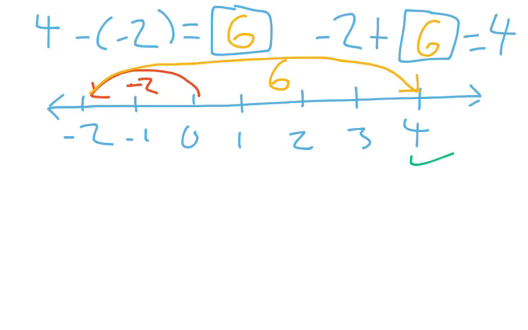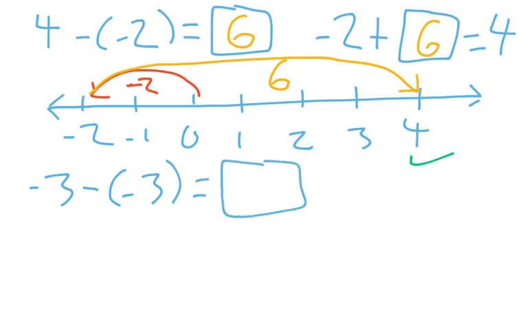One more example, and then we'll be satisfied for now, and see if we can come up with some patterns. -3 minus -3. What's that equal to? So we would be taking my subtrahend and asking, what do I need to add to that to get the minuend?